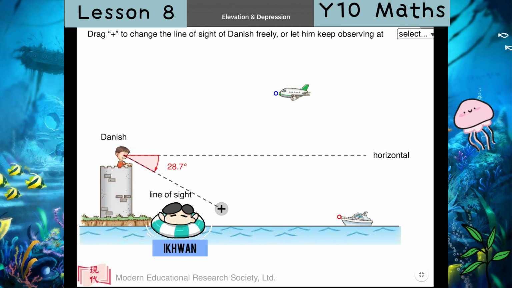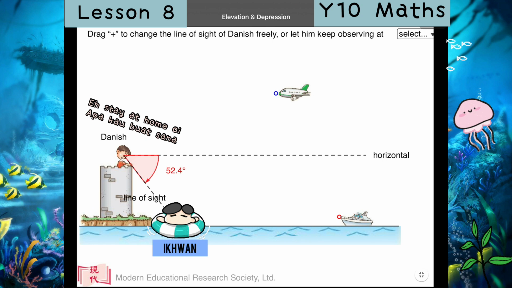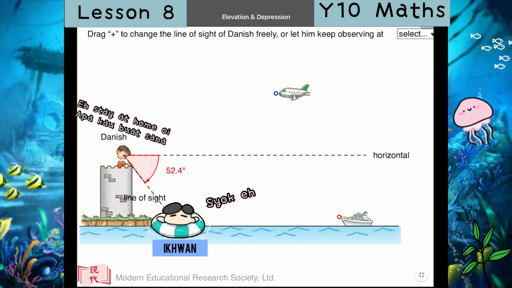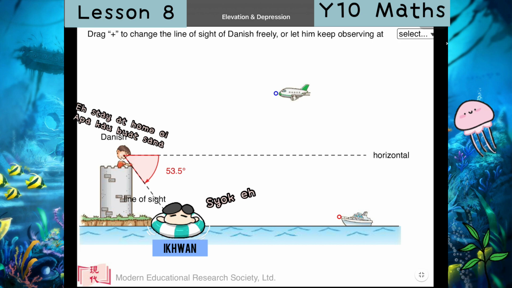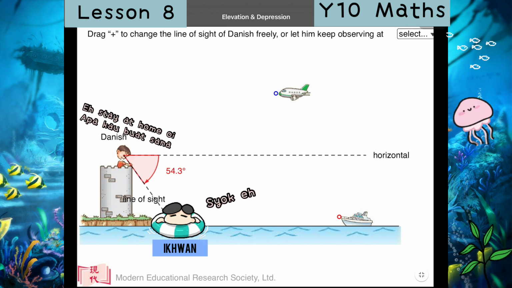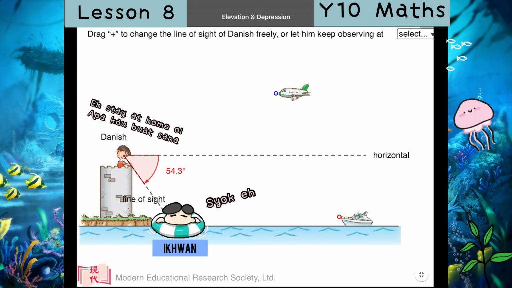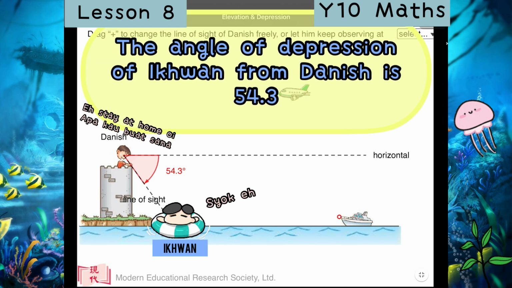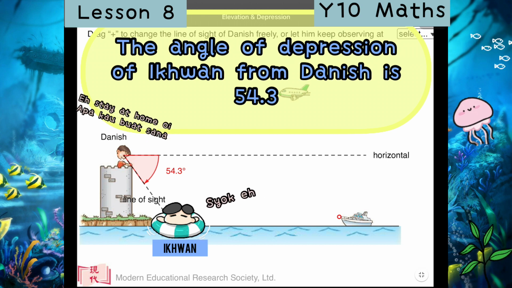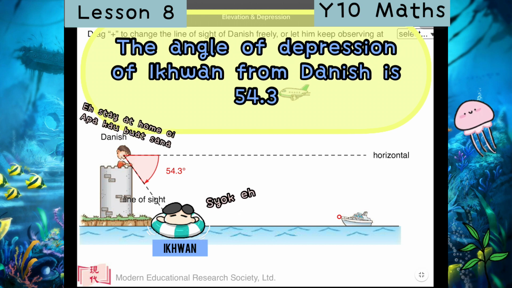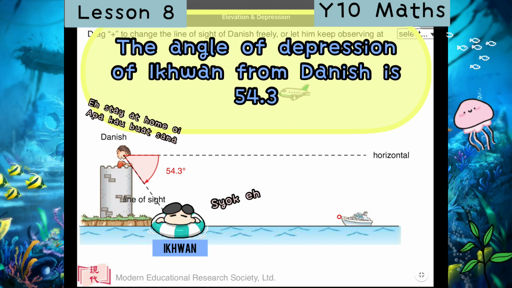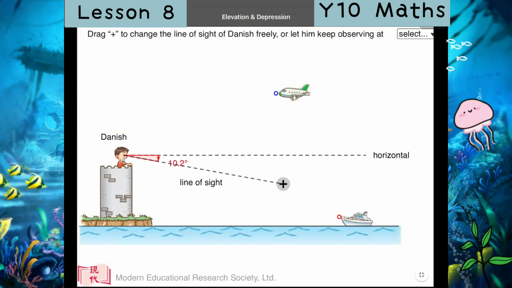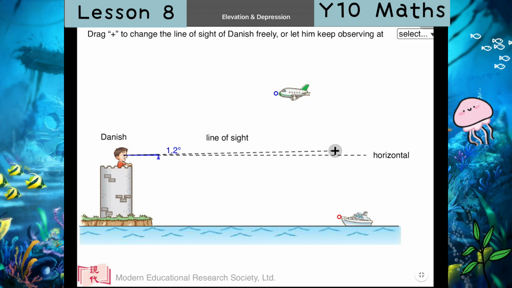What if the yacht is swimming here? So Danish is looking all the way down, it's 52.4 degrees. So the angle, let's say 54.3, somewhere here. So the angle of depression of the yacht from Danish is 54.3 degrees. Okay, right. So you understand what is elevation and depression now?